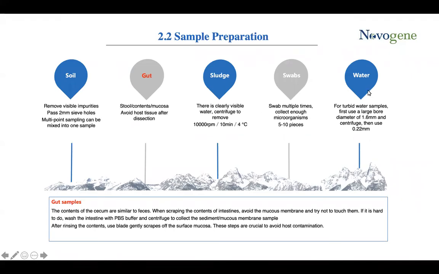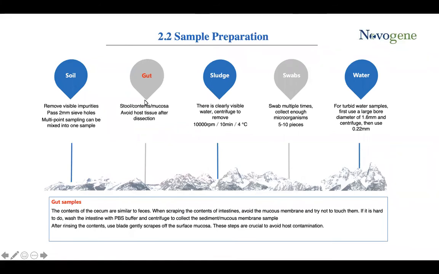And for the water samples, if the waters were turbid with visible impurities, we would recommend to filter them using more than one specific diameters of filters. The ideal condition of the water is transparent with no visible impurities.